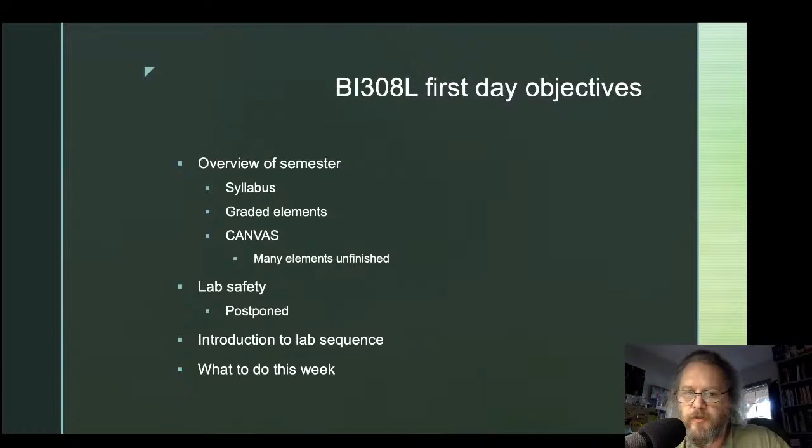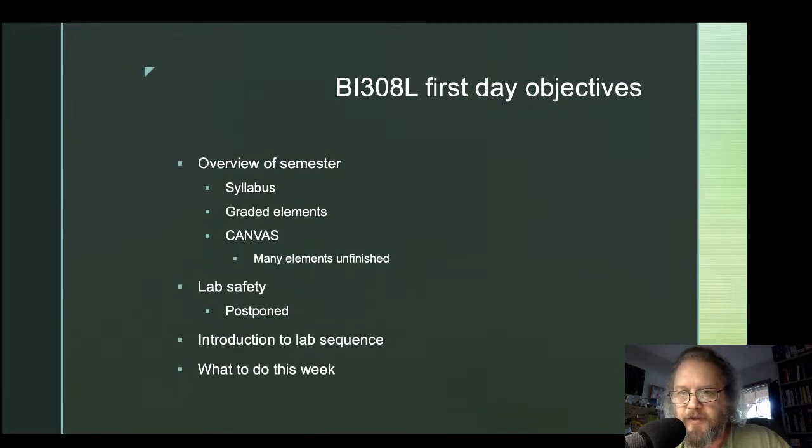Determined. So we'll talk now about the graded elements. I'll explain what's going on with your Canvas site. And this being a lab class, the first day we usually would go over lab safety. Obviously, there's no point in doing that when you're not in the lab. So we'll postpone that till when we are in person. Hopefully, by the fourth week we'll be back in business. But stay tuned.